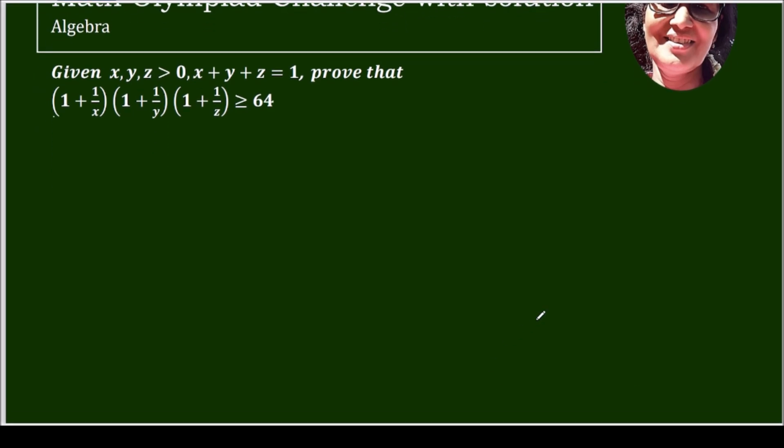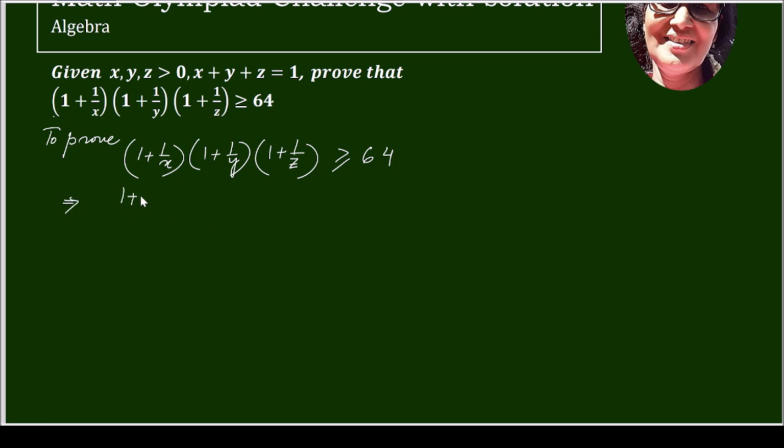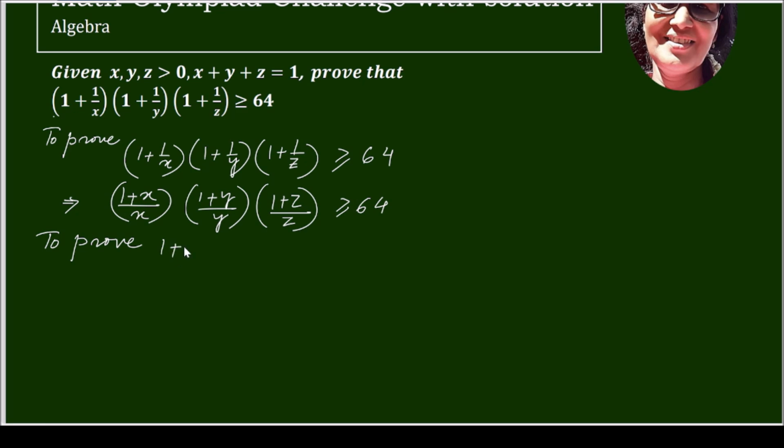So this is a simple question because if we apply the arithmetic geometric mean, we can get the answer very easily. But before that, let me analyze this question because I'll rewrite it. Now, to prove (1 plus 1 by x) multiplies (1 plus 1 by y) multiplies (1 plus 1 by z) is greater than or equal to 64. This is the same as (1 plus x by x) multiplies (1 plus y over y) multiplies (1 plus z over z) is greater than or equal to 64. Or to prove 1 plus x multiplies 1 plus y multiplies 1 plus z is greater than or equal to 64xyz.